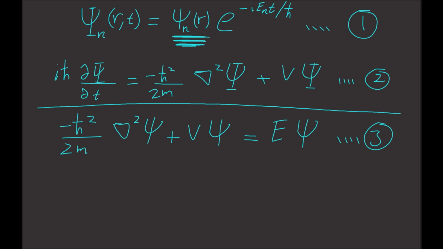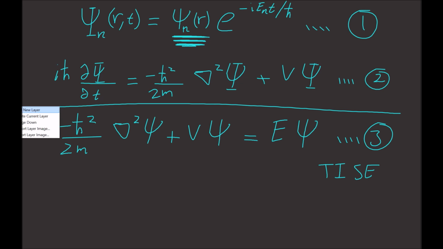So equation number 3 is the time independent Schrodinger equation. Up to this point, we don't know what the potential function V is, so we can't solve it. But we can arrange to solve it, okay?